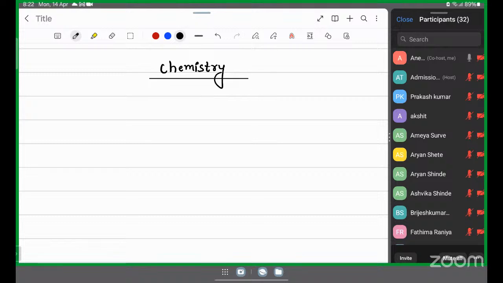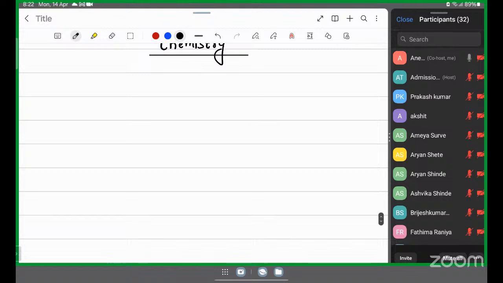In last session we have completed modern periodic table and position of elements in modern periodic table, how to find out block, how to find out group number, how to find out period number. And now in this chapter, last topic is periodic properties in periodic table or trends in periodic table. So topic is trends in periodic table.